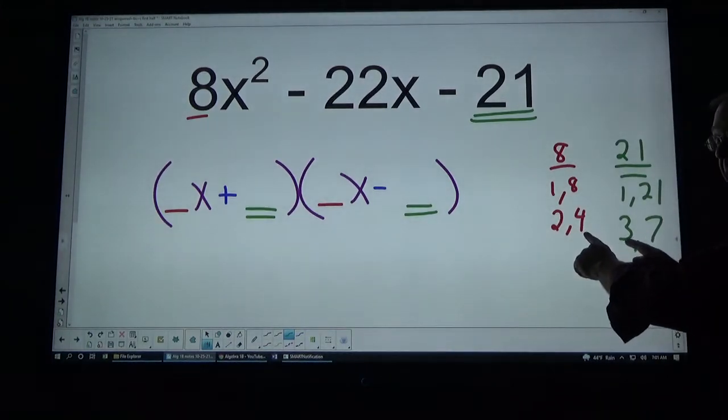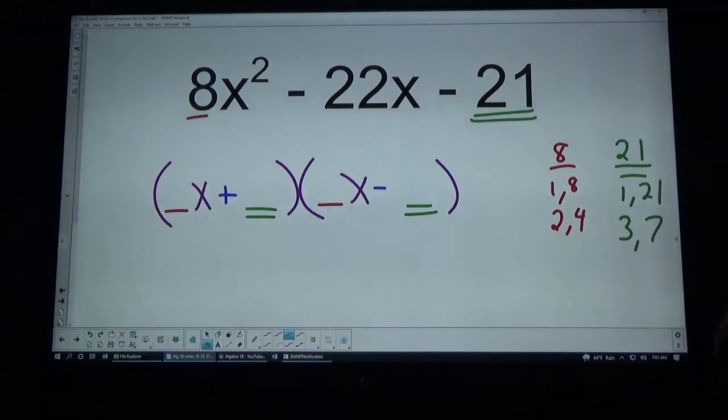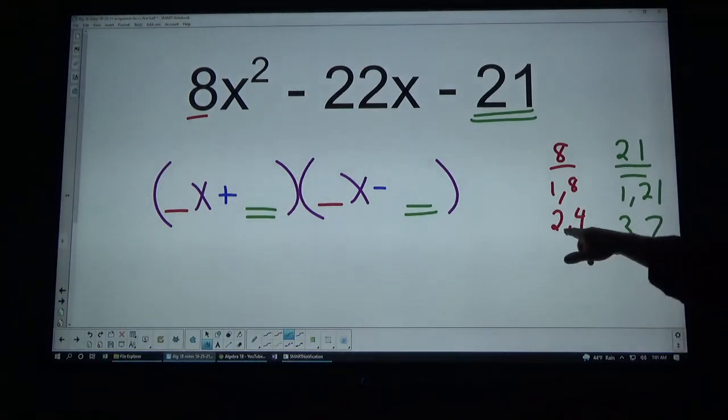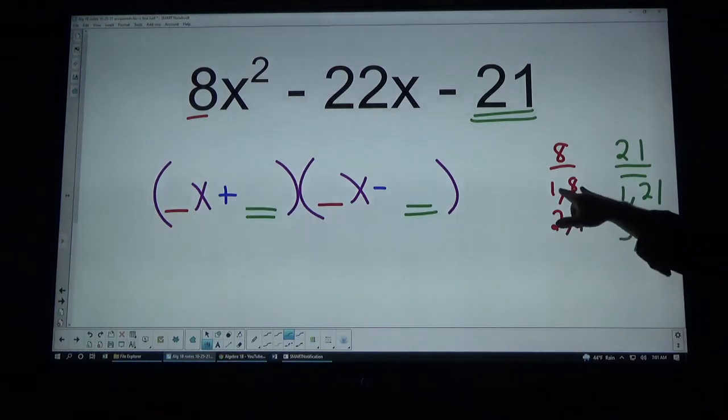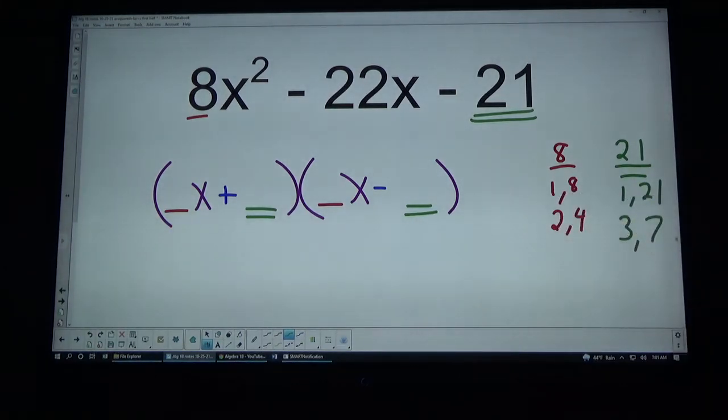4 and 3. Let's say I picked those first. And the other thing I want to mention is when you're picking pairs, you really want pairs that start close together, like 3 and 7, 4 and 2. They're much closer together than 1 and 8 or 1 and 21. Those tend to be the answer. It doesn't mean it's always the answer, but they tend to be the answer. Let's see how that works.